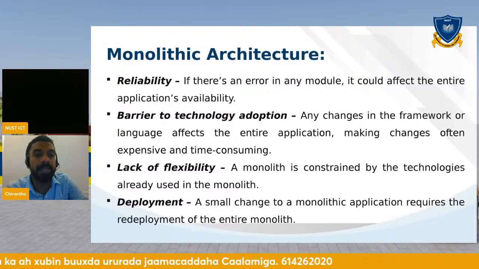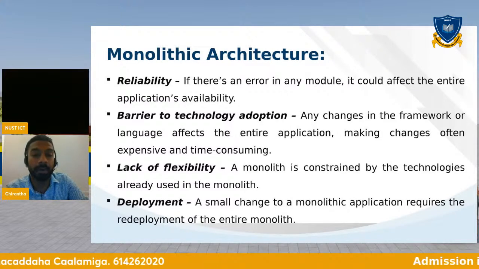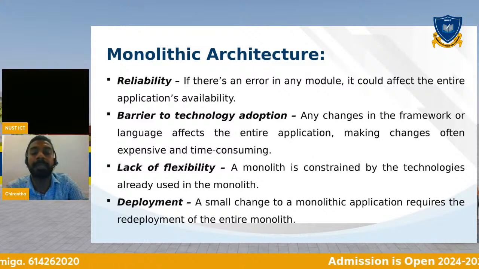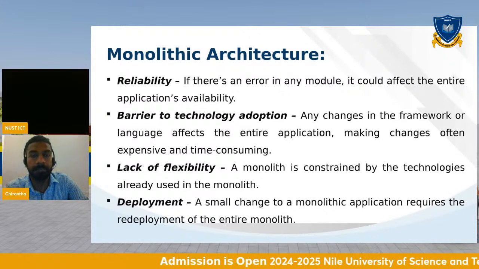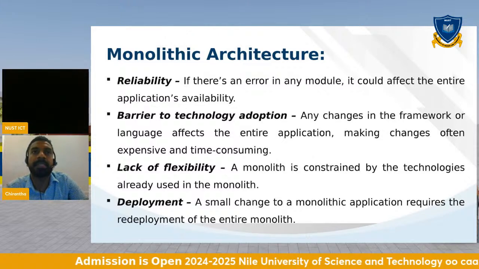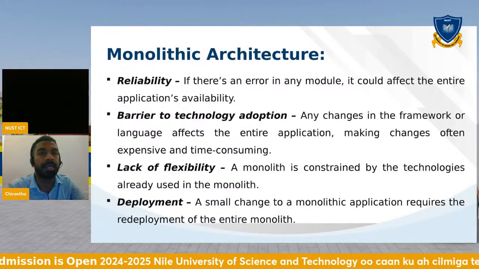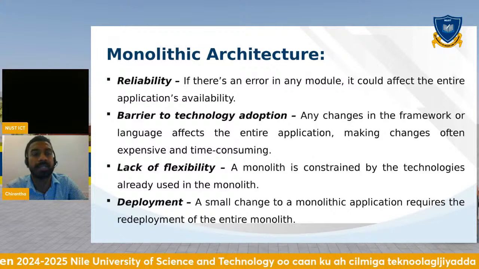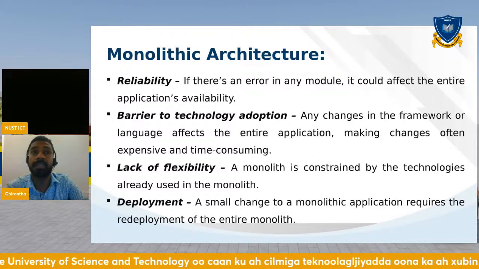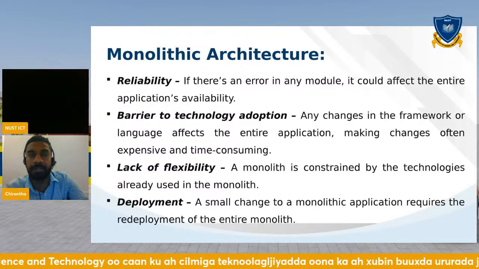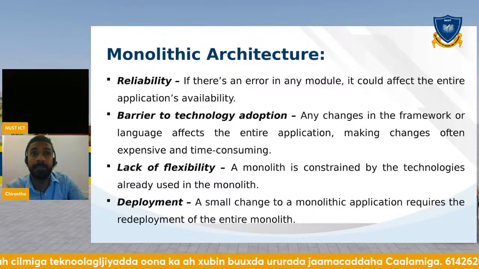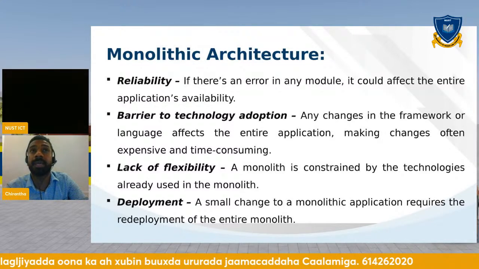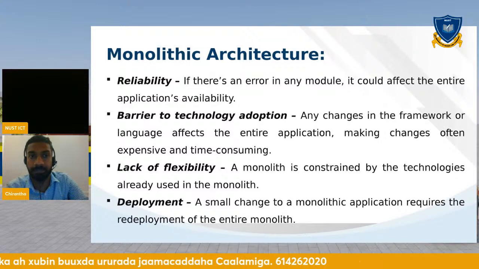The next limitation of the monolithic architecture is reliability. If there is an error in any module, it could affect the entire application's availability. Suppose it is a banking system, with different features: ATM facilities, cash withdrawal, cash deposit, check transactions, pawnings, loans, and different things. If there is an error in the cash deposit, then that error is going to have an effect on the whole system.